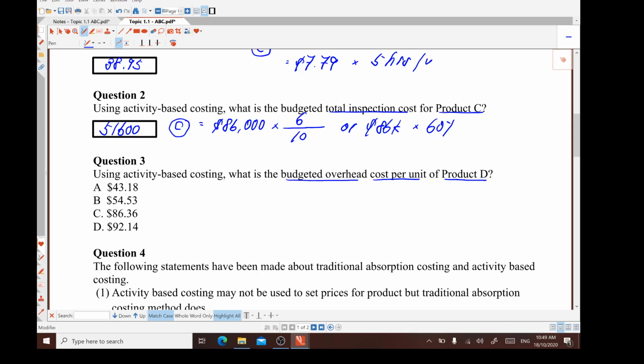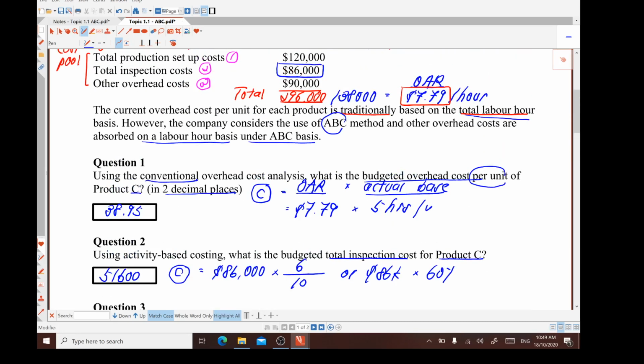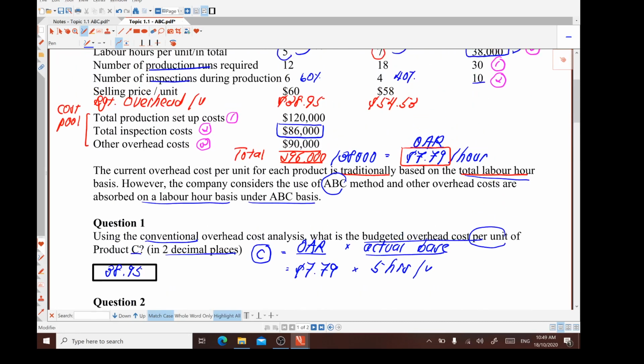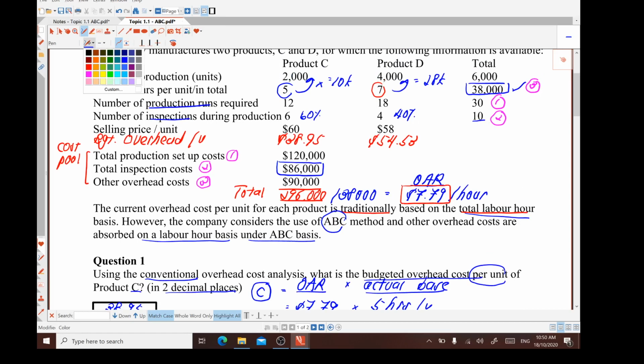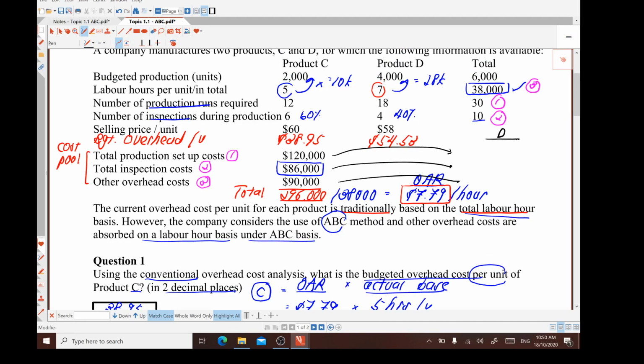Okay, now, so do you know what we can do here? We can try to allocate the cost immediately. So we have 3, isn't it? The setup cost, the inspection, and other overhead costs. So we can allocate to the individual. All right, so we make it quick to this D directly.